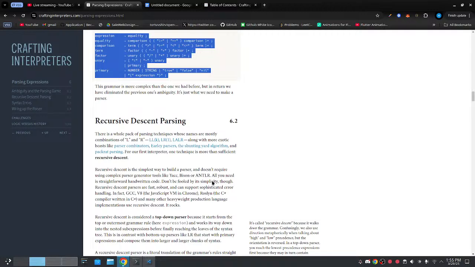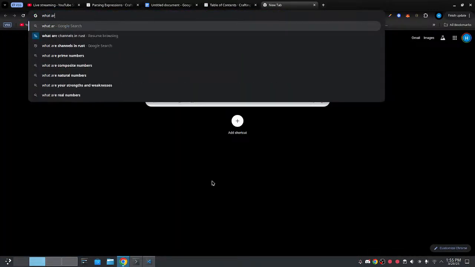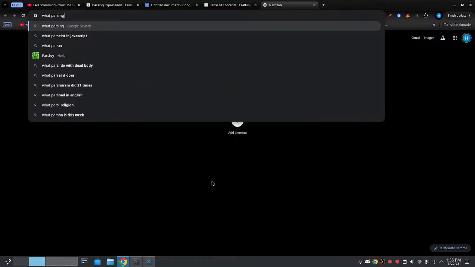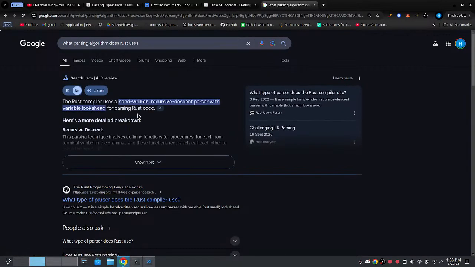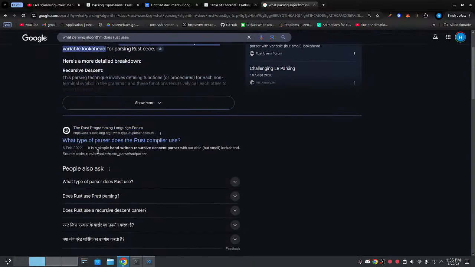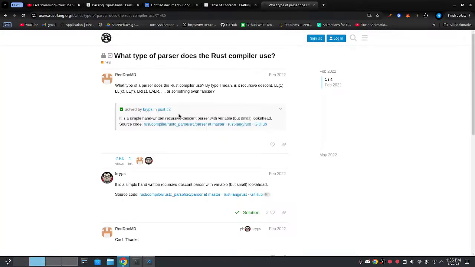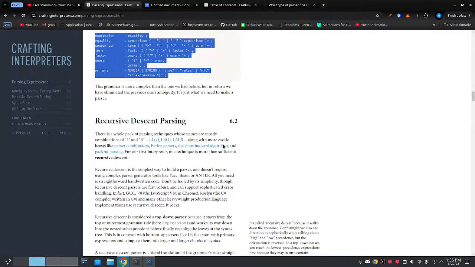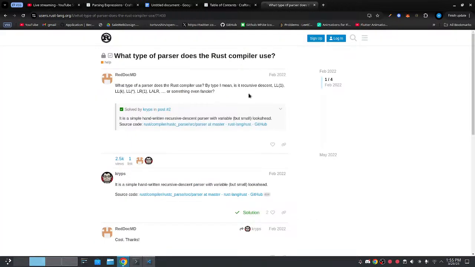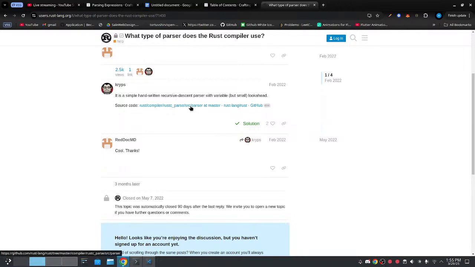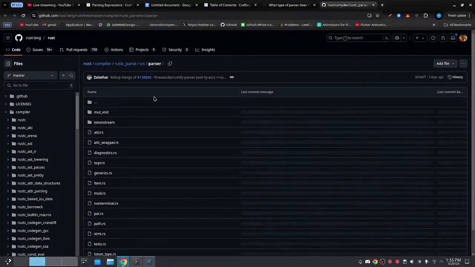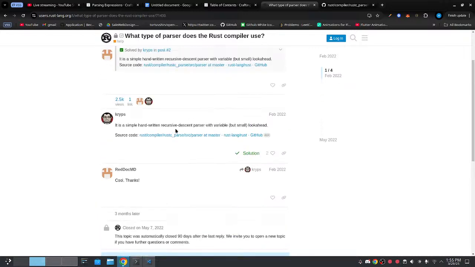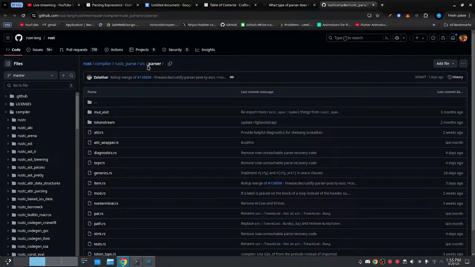I wonder what Rust uses. Let's see. So Rust uses a simple recursive descent parser. This is inside rustc_parse.